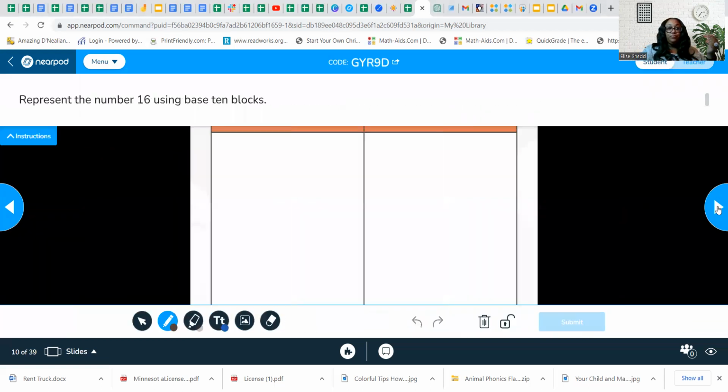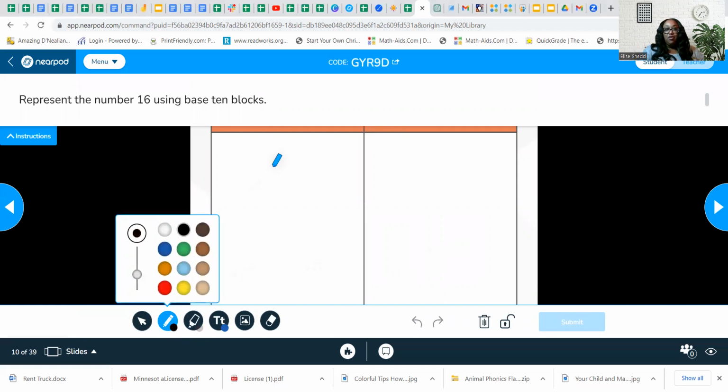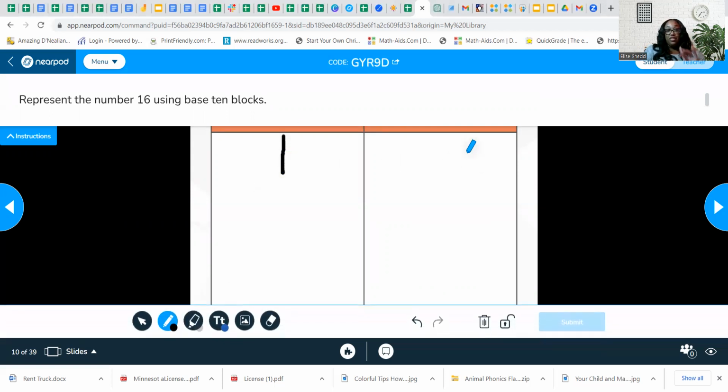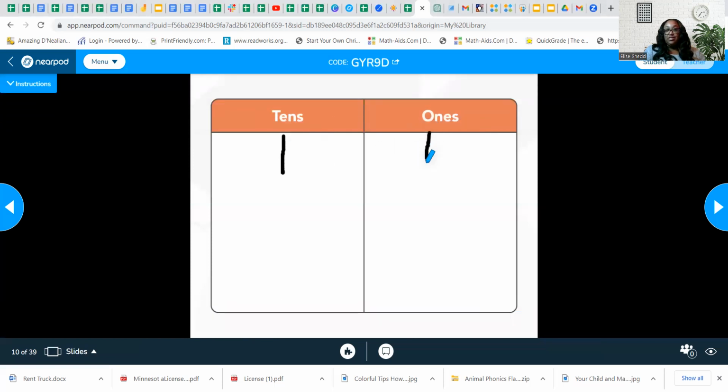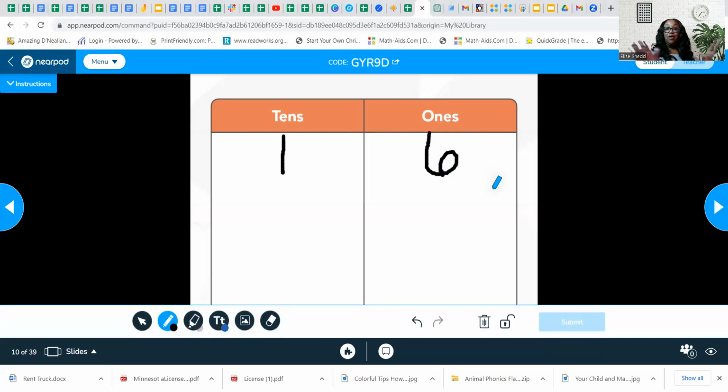All right. Now, represent the number 16 using the base 10 blocks. And of course, I'm going to show you, and then you can show me as well on the next go around, okay? So I'm going to use my little marker here, and I'll pick the color black. First things first, the thing we always do first. I'm going to do it, and then you're going to do it. We're going to do it together. How about that? So we have a 1 here. Always make sure you have the 1 in the tens place, and then you have the 6 in the ones place.